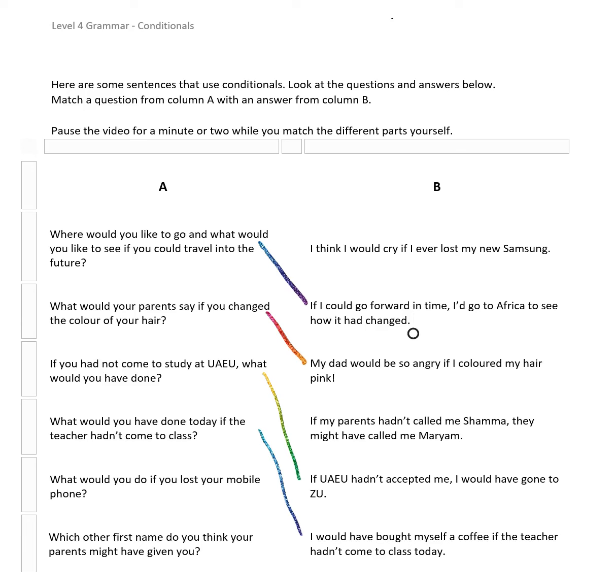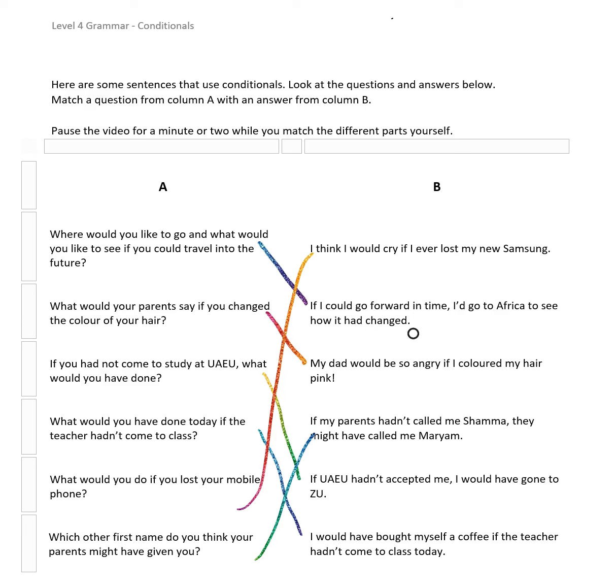What would you do if you lost your mobile phone? Where's the answer? It's here. I think I would cry if I ever lost my new Samsung. Which other first name do you think your parents might have given you? Where's the answer? It's here. If my parents hadn't called me Shama, they might have called me Mariam.